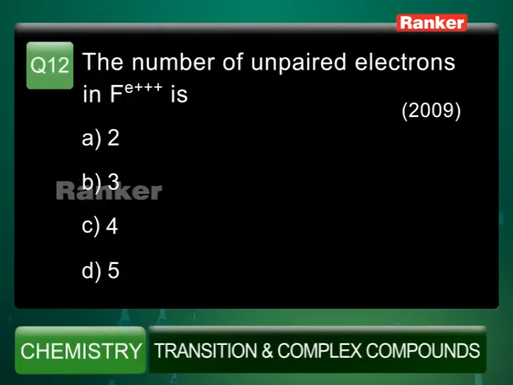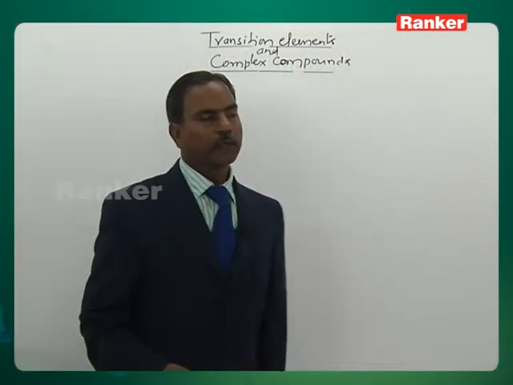So let us check the answers. A is given as 2, B is 3, C is 4, D is 5. So 5 unpaired electrons. The correct answer is D. 5 unpaired electrons. Coming to question number 13.